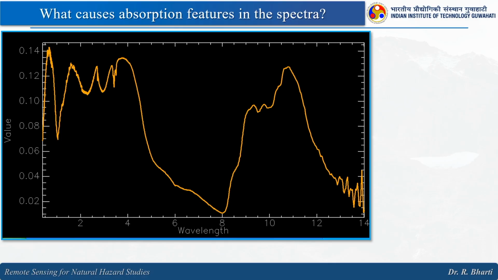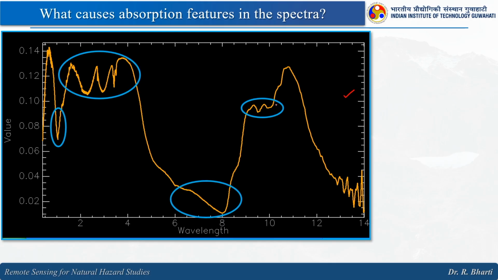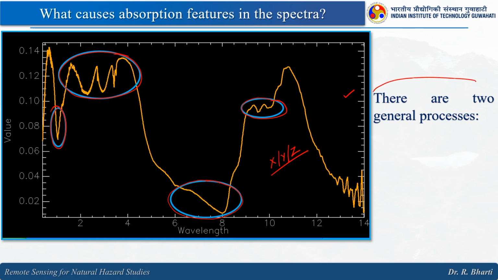So, here you can see one of the sample spectra, and these absorption features, as we understood, are the characteristic absorption features of a given material. These can be studied to say whether it is X, Y or Z material, right. So, what causes these absorption features?